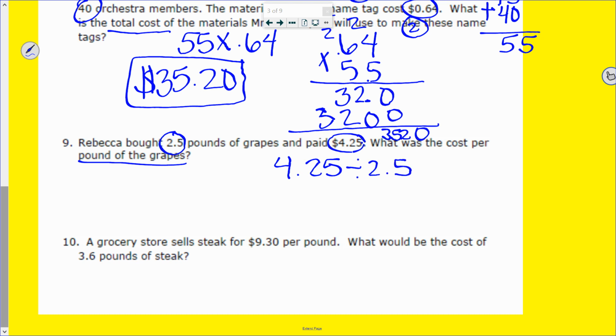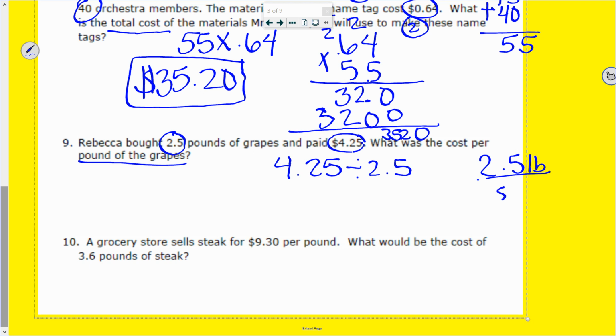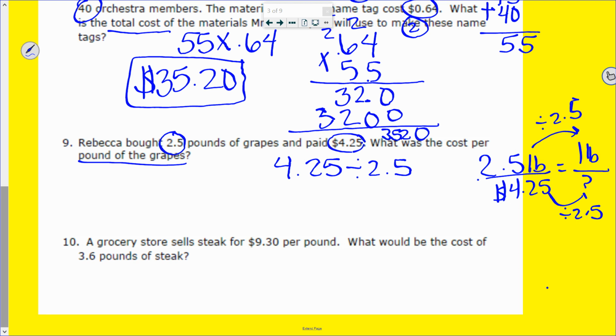If you're confused about whether it's multiplication or division, set up a proportion. So you know 2.5 pounds costs you $4.25. I want to know how much for 1 pound. So how do I go from 2.5 to 1? Well, I divide by 2.5. So then on the bottom, I would divide by 2.5. So when in doubt, set up a proportion. It'll help you to see what operation you're doing.